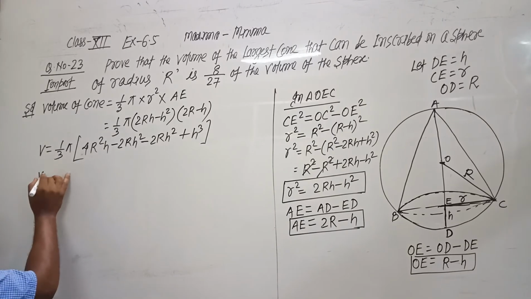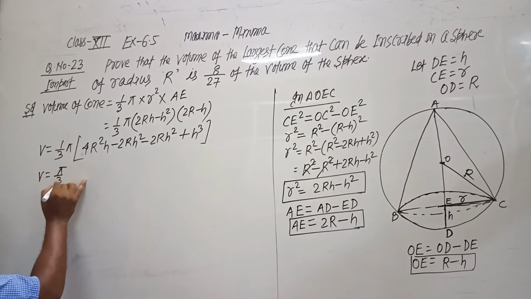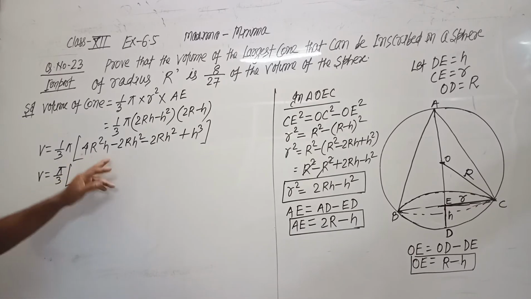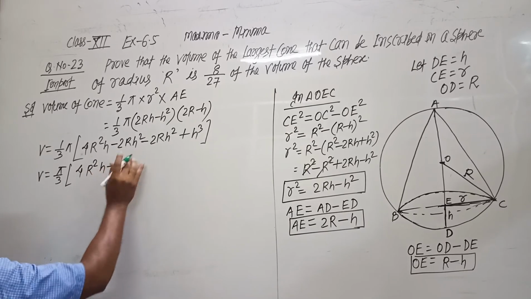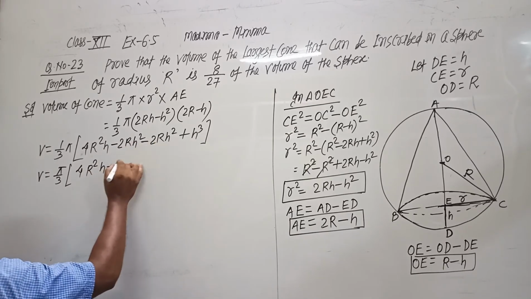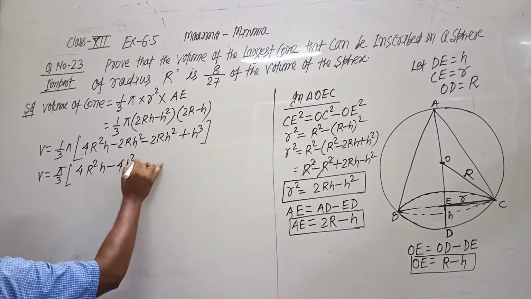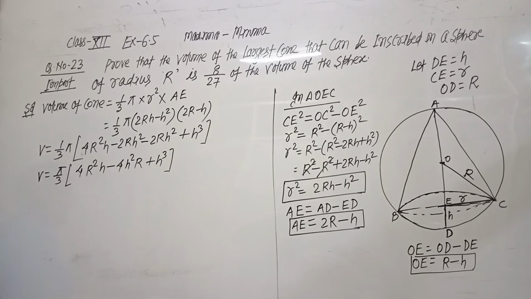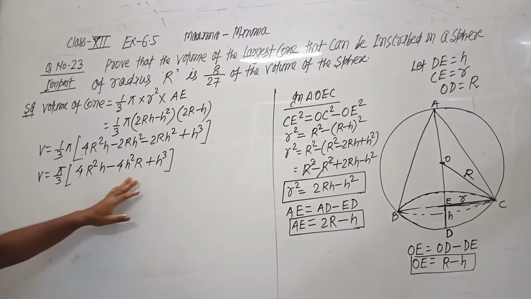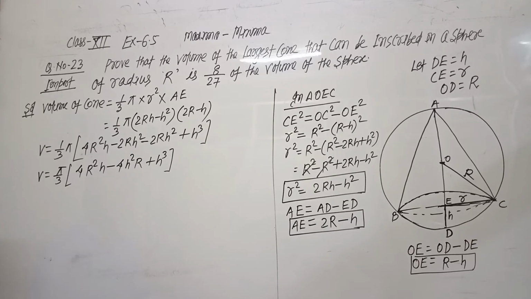So we get volume equals pi by 3 into 4r square h minus 4h square r plus h cube. This is the volume of the cone.